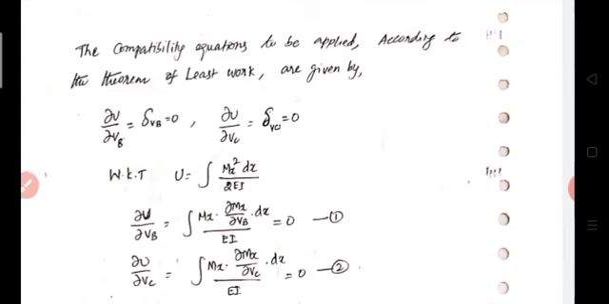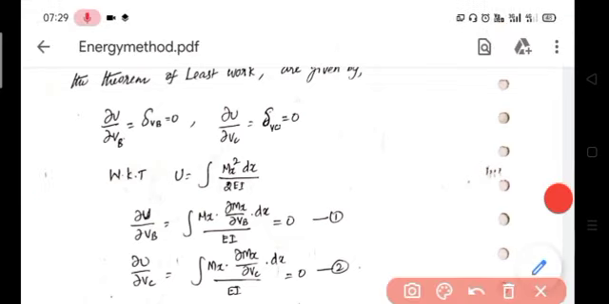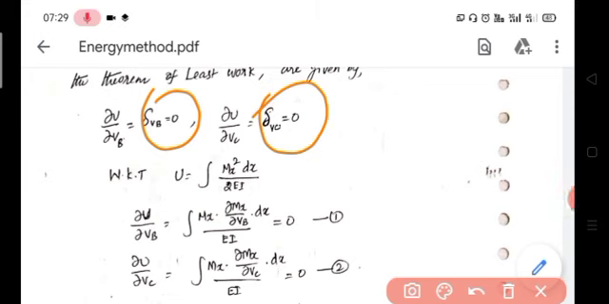Forces means we have to select deflection equal to 0. In some other case you may select a moment as redundant. In that case the compatibility equation will be that the rotation at that point is 0. In this case we selected VB and VC as redundants, therefore deflection at VB and deflection at VC is equal to 0. These two are our compatibility equations.